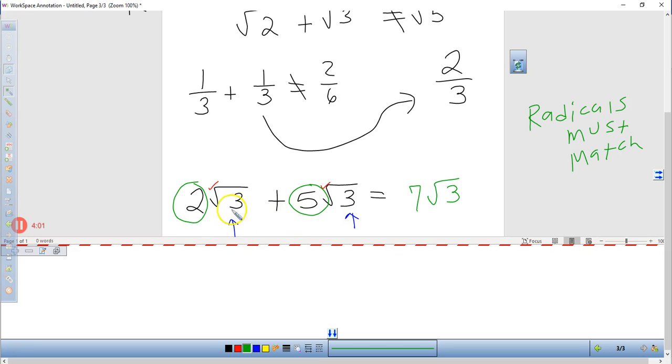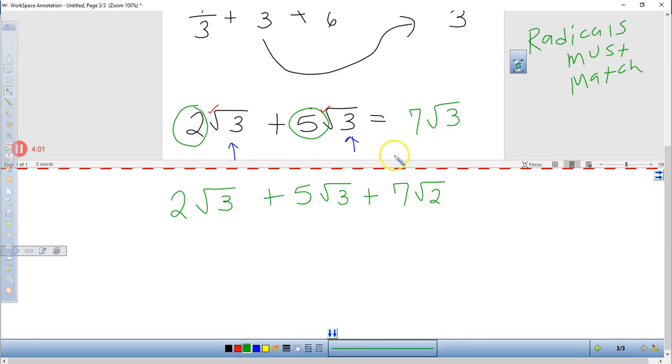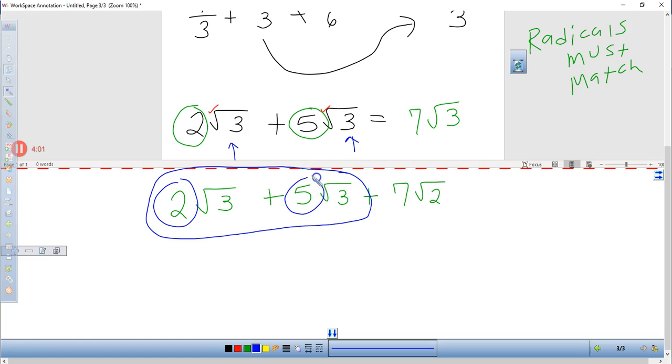Now, that's not to say that if I have this, I can't do anything. That's not what this says. This rule merely says that if I'm looking at this problem, the only work that can be done is right here, because these have radicals that match. Therefore, I can add the numbers in the front. And whatever's left over, we just make it like a nice little list with plus or minus signs depending on the sign in the front. And there's a simplified answer.